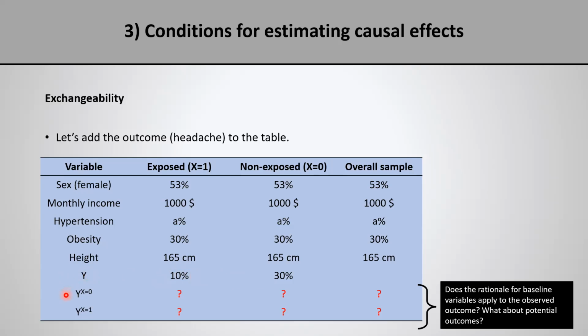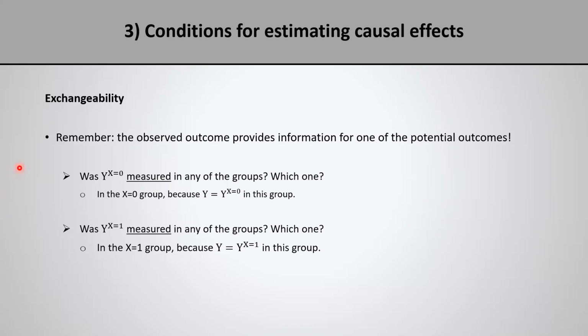But we need the potential outcomes under no exposure and under exposure for us to be able to estimate causal effects. So can we apply the rationale we just discussed of extrapolating results we observed in one of the groups to the other to try to fill in these question marks here? To do that, we have to remember that the observed outcome does provide information for one of the two potential outcomes. So let us think about this question. Was the potential outcome under no exposure measured in one of the groups? If so, in which one?